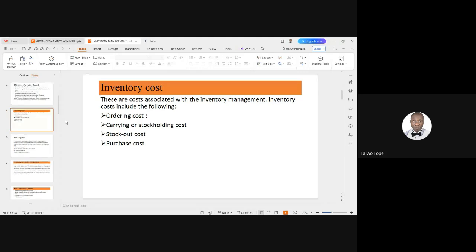Now we have carrying or stock holding cost. Carrying or stock holding cost. Can anyone tell us something about this? Carrying or stock holding cost. Let me continue my discussion. Time will come, you will talk.